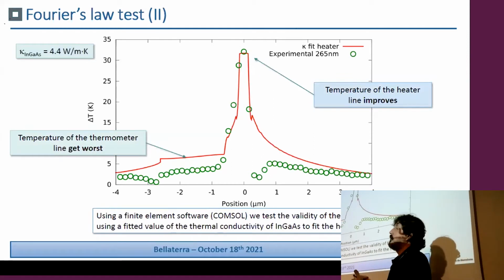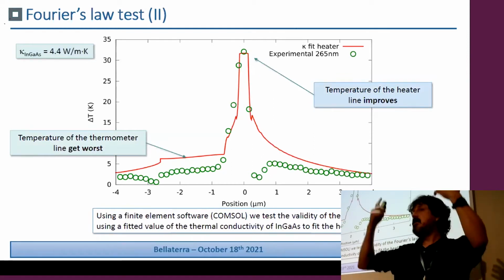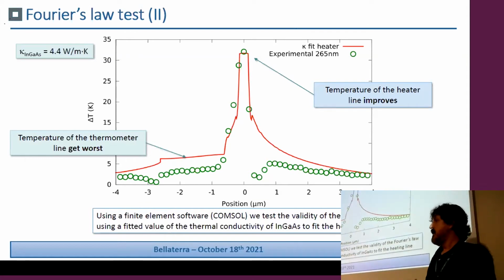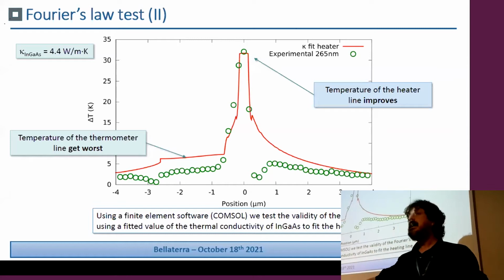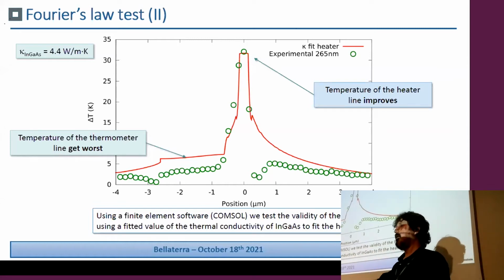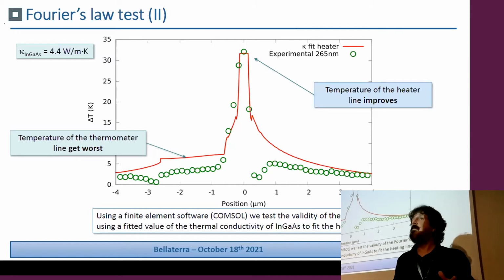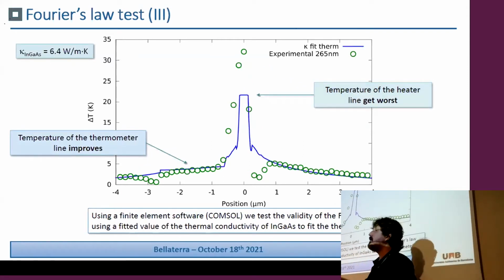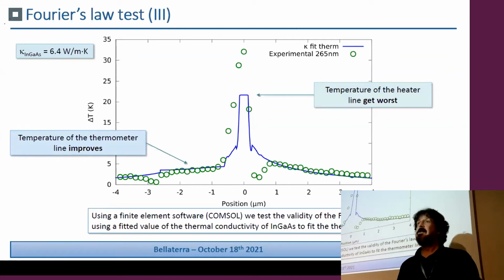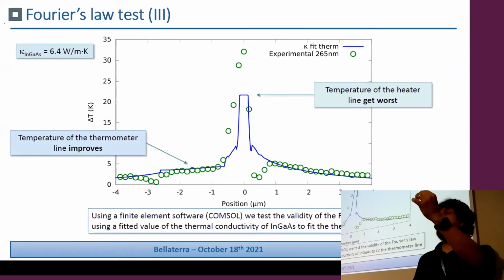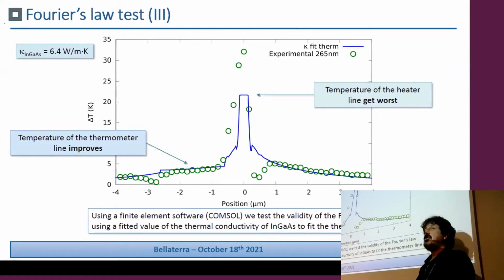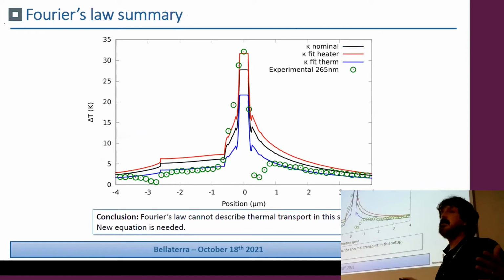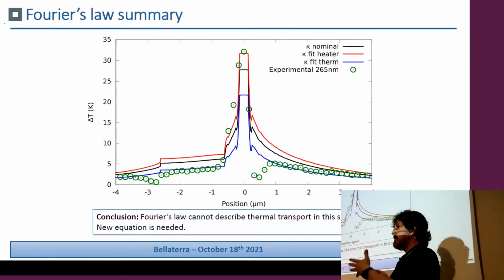If you reduce the thermal conductivity, obviously the heater will heat up because it cannot release heat to the substrate. So you will heat the metal line, but you also heat the sides of your structure. So by changing the thermal conductivity, you will not get the results. And if you try to fit the other way, you will find the contrary. That is, the temperature on the metal line will be under predicted. So there is no gain for Fourier. So Fourier cannot predict this behavior.